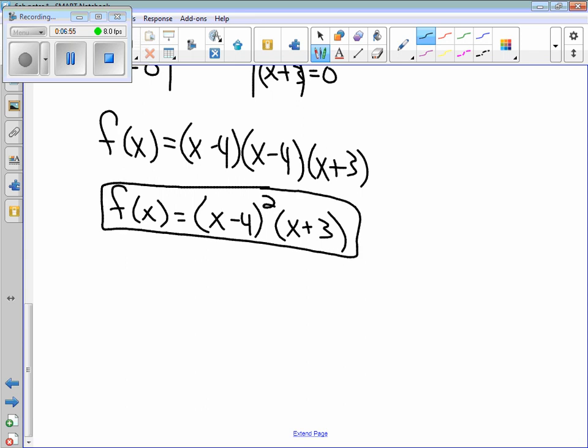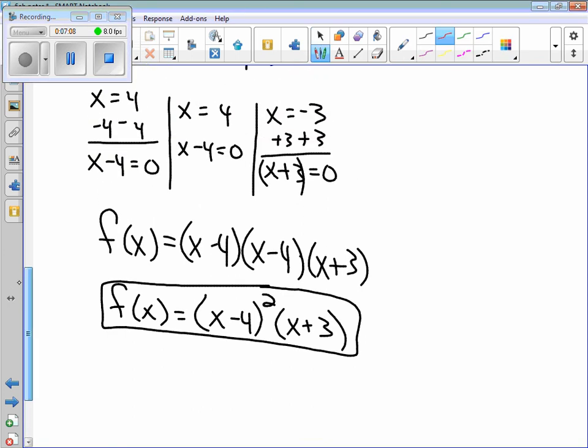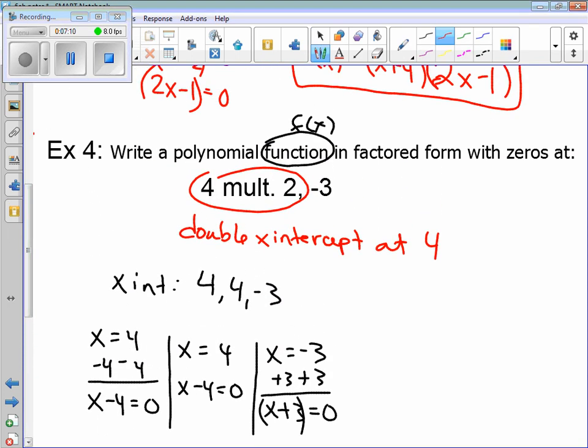So come to class with any kind of questions. Thank you. The last problem here, this is what your quiz is going to be on, this last example. This is on example 4.